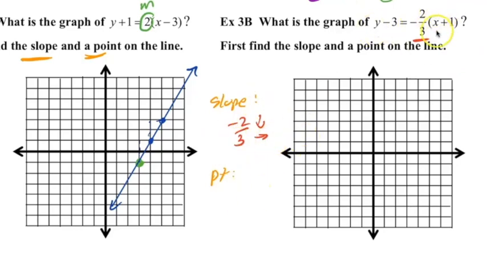Keep in mind, it's the opposite of this, right? So it's like you're solving it. So it's going to be -1 and +3. So that's our point, -1, +3. That's where you want to start, -1 and +3.